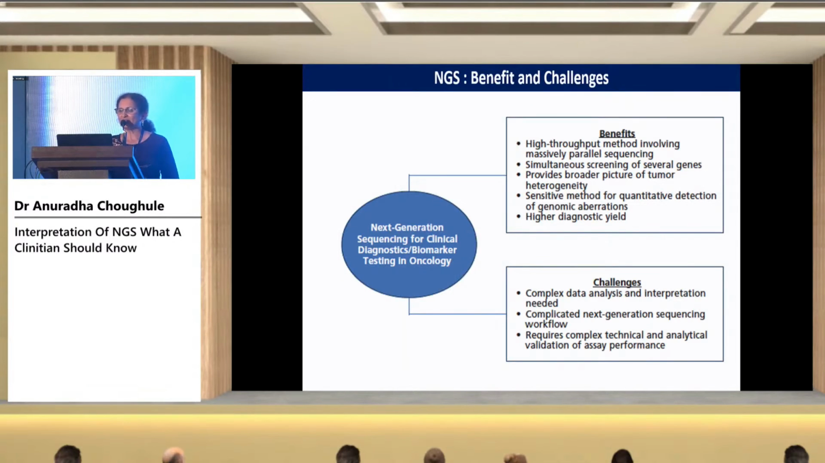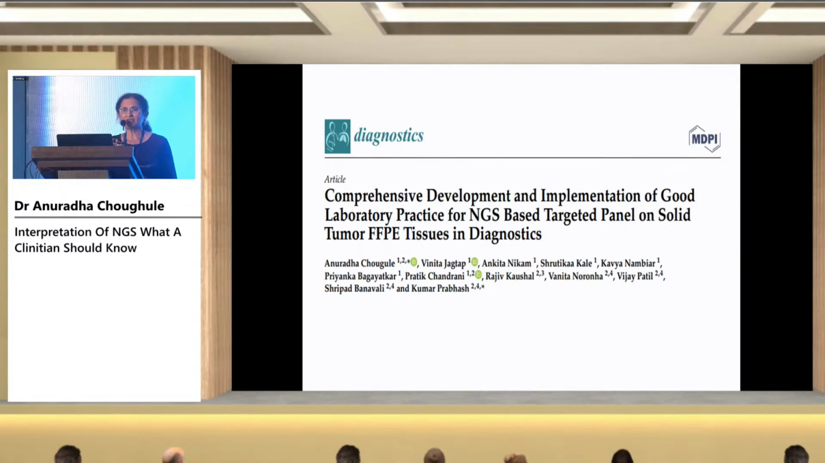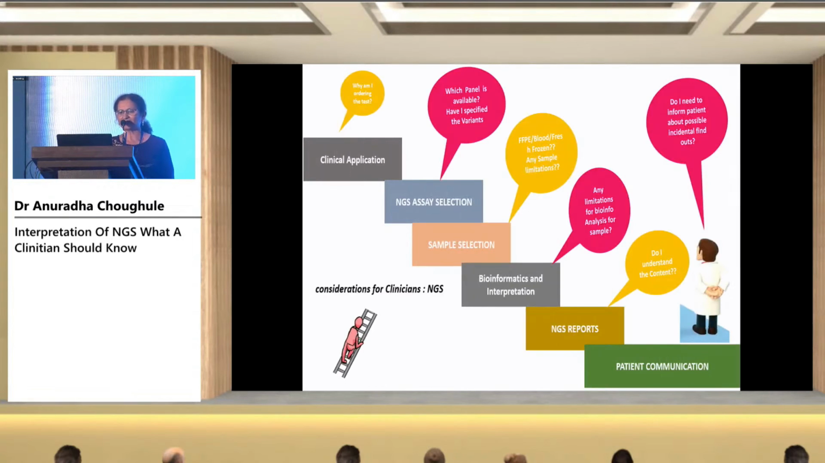So these are the benefits and challenges of NGS. Benefits: a high throughput method involving massive parallel sequencing, simultaneous screening of several genes, and a broader picture of tumor heterogeneity. As for the challenges, complex data analysis and interpretation are needed. NGS is complicated, and it requires complex technical and analytical validation of assay performance. This was the latest paper on good laboratory practice when you are developing NGS in your laboratory. And this is very important, as you know, it is like garbage in, garbage out.